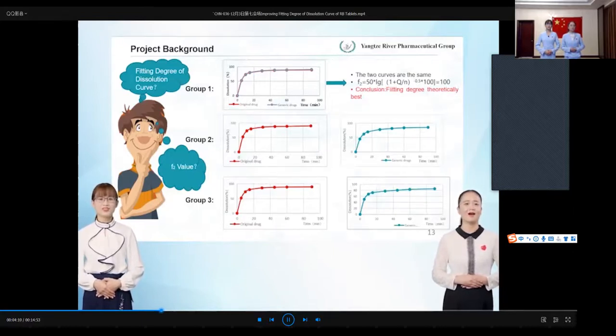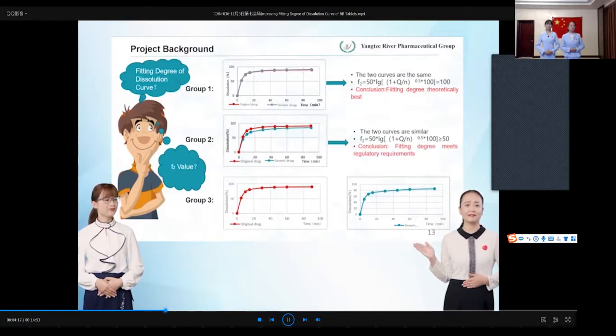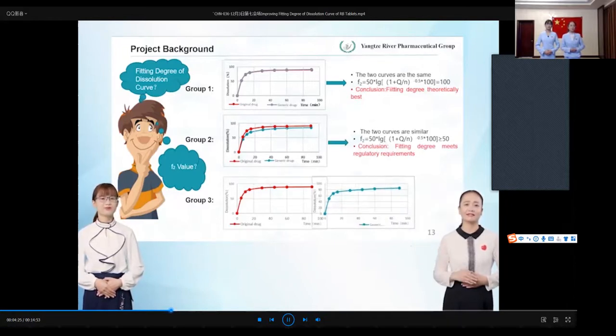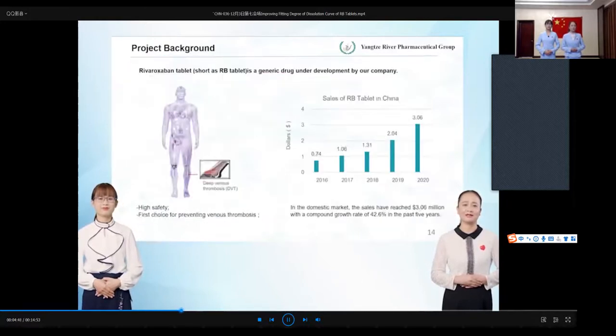Oh, I don't know. Alright, through scientific calculation by the formula, the F2 value of the second group of curves is greater than 50, and the fitting degree meets the regulatory requirements. The F2 value of the third group of curves is greater than 60, and the fitting degree is higher than the regulatory requirements. This also means that the generic drug in the third group has a higher probability of passing the BE test. Next, it's time to introduce our product.